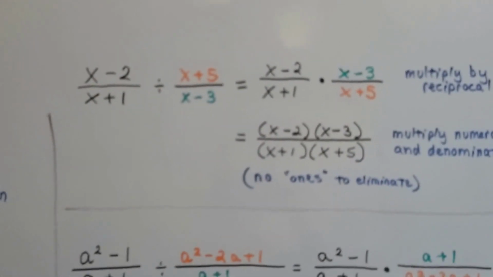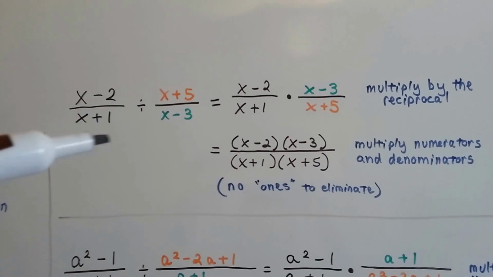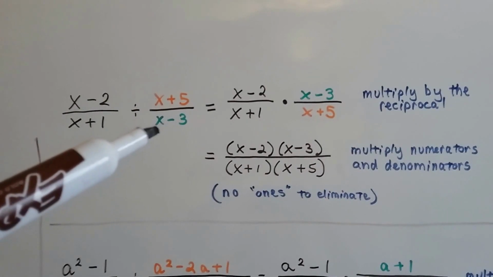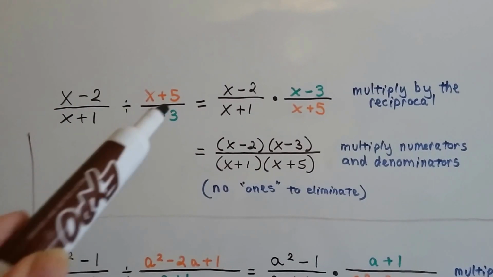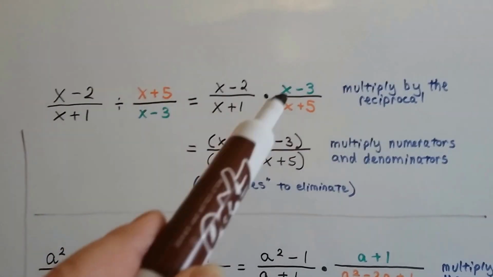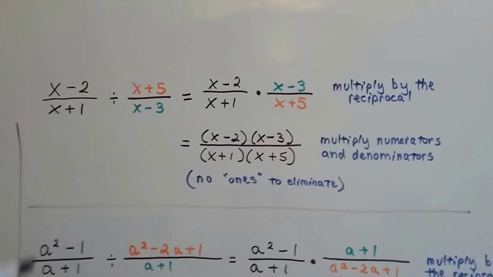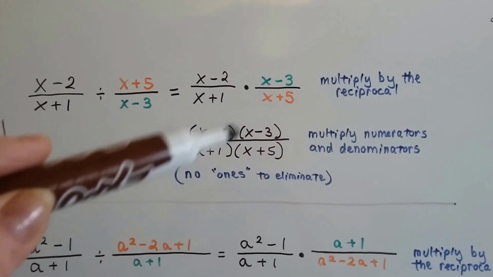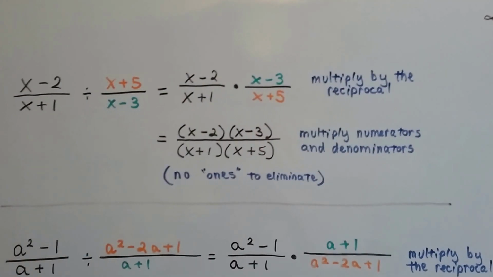All right, so let's see if we can eliminate some of these guys as 1s. We've got x minus 2 divided by x plus 1 as our first rational expression. Then we've got this one. We've got x plus 5 over x minus 3. And they want us to divide it. So what we're going to do is flip this guy around, so the orange is on the bottom and the green's on the top. And we're just going to multiply straight across. Numerator to numerator, denominator to denominator. And we look for any identical numerator and denominator parentheses values, and we don't see any. So there's no 1s to eliminate in this one.